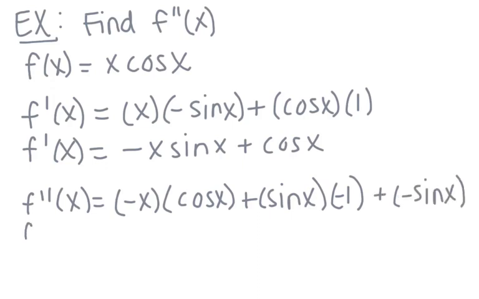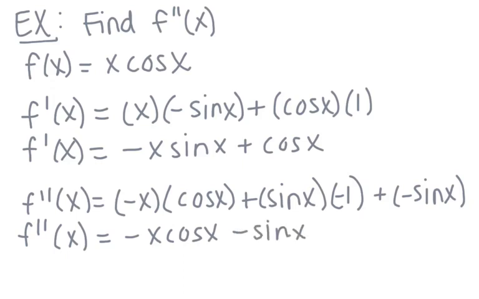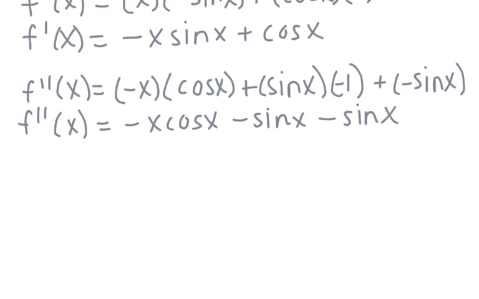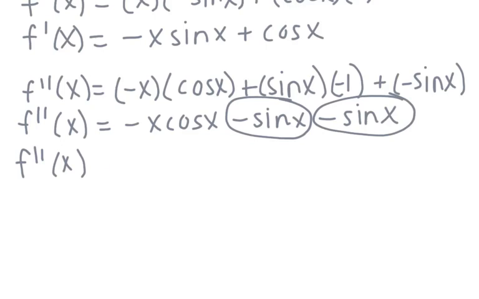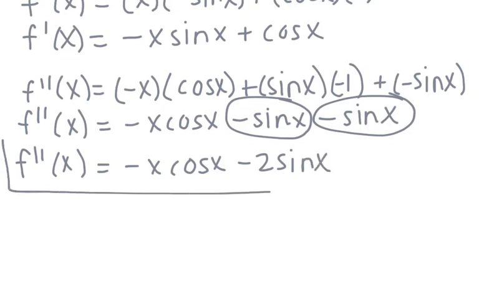Okay, so let's see what we can clean up. We've got a negative x cosine x minus sine x minus sine x. So we have some like terms here we can combine. So we can put negative sine x together in our final answer to a minus 2 sine x. Awesome. And that's it for that one.